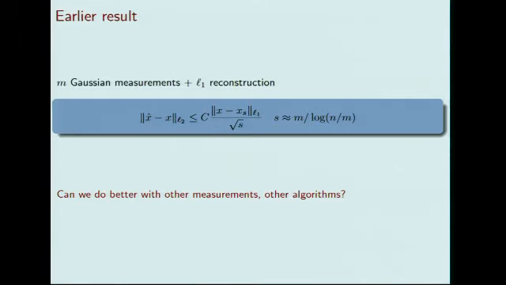For Gaussian matrices, we proved that the distance between x hat and x in L2 is less than a constant times the distance between x and its best S-sparse approximation divided by square root of S, and that holds when S is of size m over log n over m. Okay, and so the question is, can we do better with other measurements and other reconstruction algorithms?